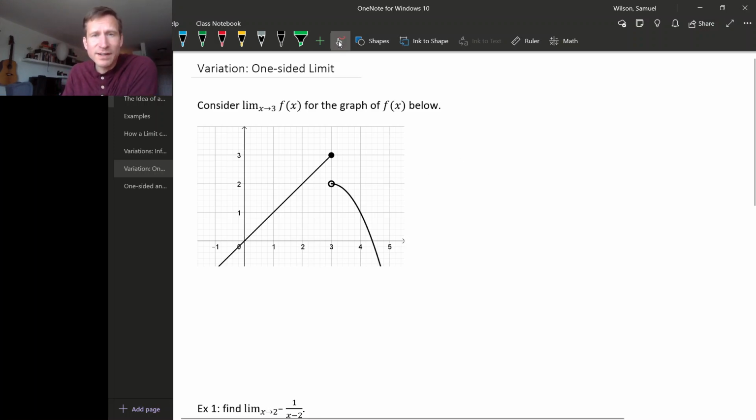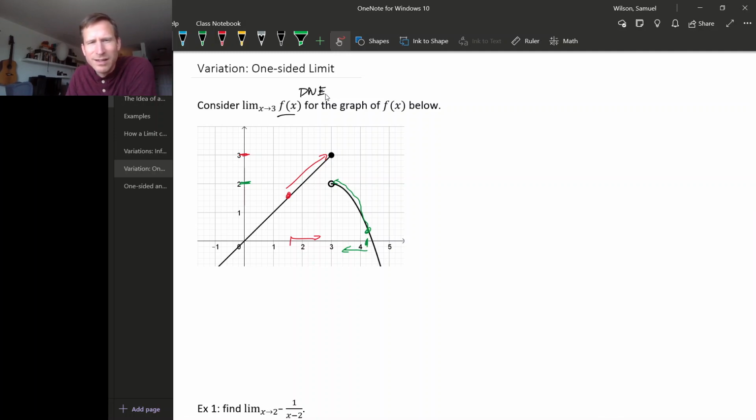If we think about finding the limit as x goes to 3 for this function, f of x, we can see pretty clearly that the limit doesn't exist, right? Because if we start to the left and slide towards 3, the corresponding point on the graph goes up and towards height 3. If we start at the right and head to the left towards 3, the corresponding point on the graph is heading towards height 2. So this limit does not exist.